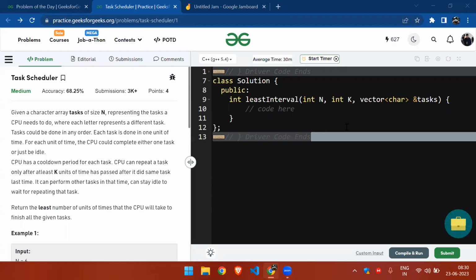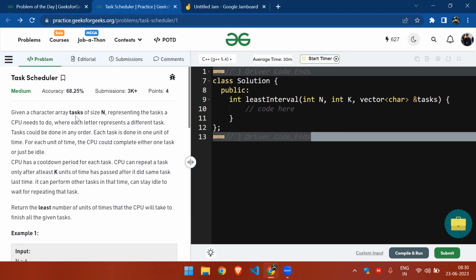Hello everyone. Today we're going to solve the problem of the day, Task Scheduler. In this problem, we have been given a character array and a size n. What we have to do is return the minimum time in which the CPU can complete these tasks. Now, let us understand how the CPU is completing these tasks.